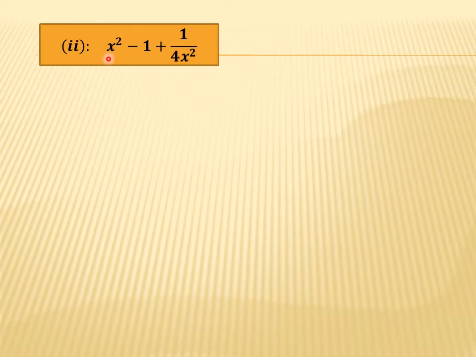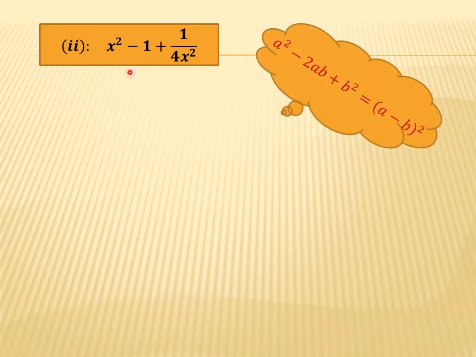So is the first term and the last term the square of any numbers? X square is the square of x. Yes. 1 is the square of 1, so it is also a square. What about 4x square? 4 is the square of 2 and x square is the square of x. It means our first term and our last term can be changed to squares. It means we can apply the formula here. The same formula will be applied, which is a square minus 2ab plus b square equals to a minus b whole square.